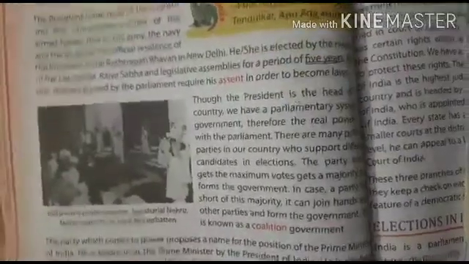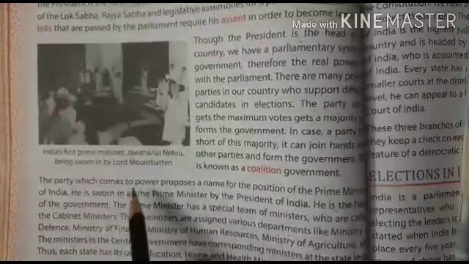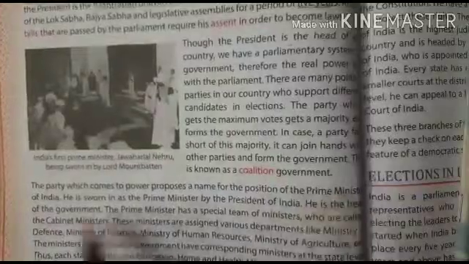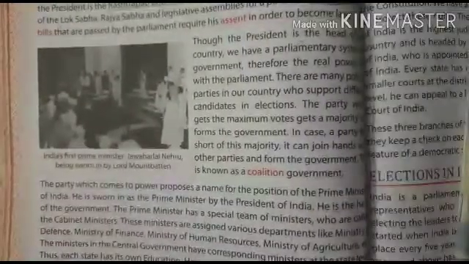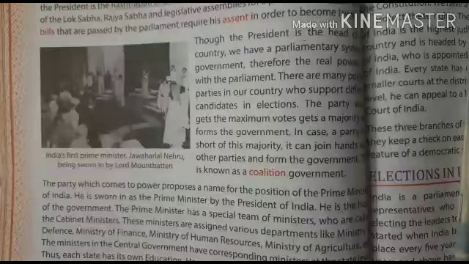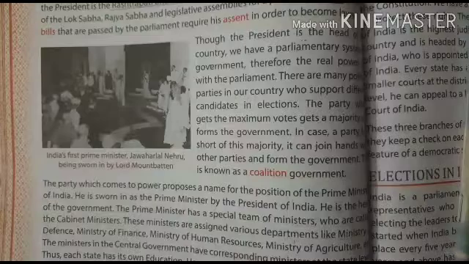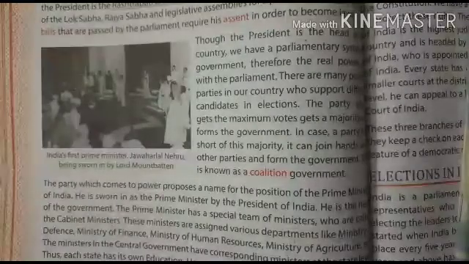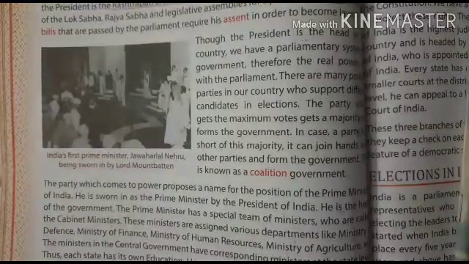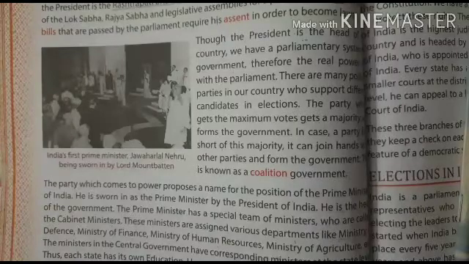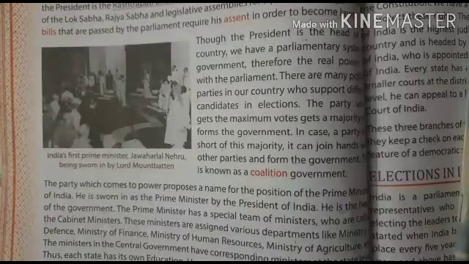Now, the party which comes to power proposes a name for the position of the Prime Minister of India. Whichever party comes to power, suppose there are three parties: Bharatiya Janata Party, National Congress Party, and another party. Suppose the Bharatiya Janata Party won with the number of votes, and the National Congress Party did not win. They got fewer votes.